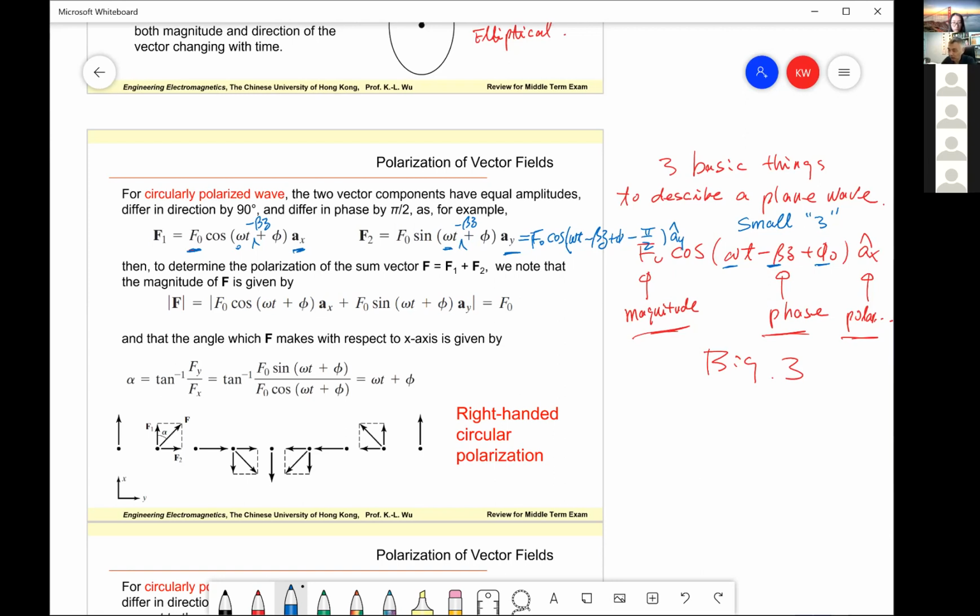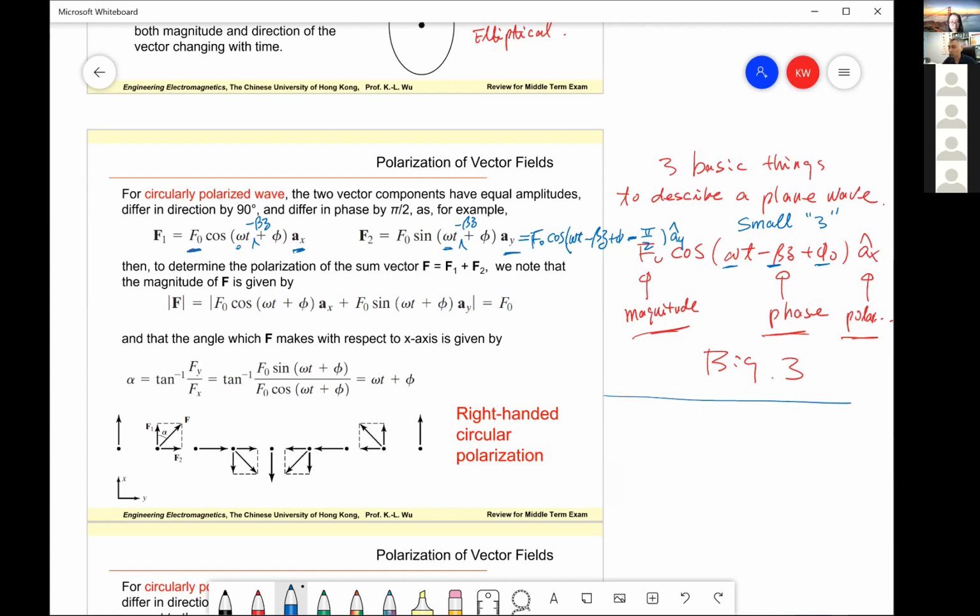Right now, I have a 90-degree phase, minus, behind. Then we also justify for this wave, the polarization rotates following the right hand rule. And then how to determine this?